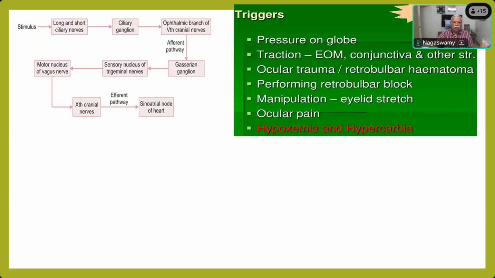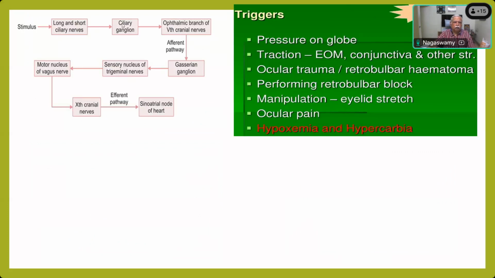The triggers for OCR are pressure on the globe, traction on the extraocular muscle, ocular trauma, performing a retrobulbar block, which sometimes can also cause OCR, manipulation of the eyelid by stretching it, ocular pain, hypoxemia, and hypercarbia. So these are all the triggers for OCR.